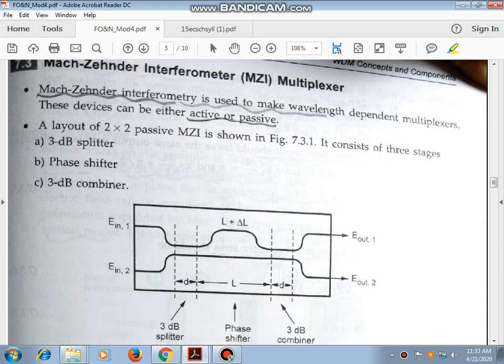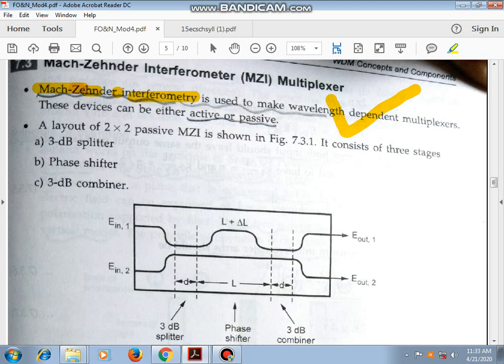Here this is a directional coupler. This directional coupler can be used as a multiplexer. We'll see how it works as a multiplexer. So here the MZI interferometer is used to make a wavelength dependent multiplexer. You can design a wavelength dependent multiplexer using the MZI multiplexer.